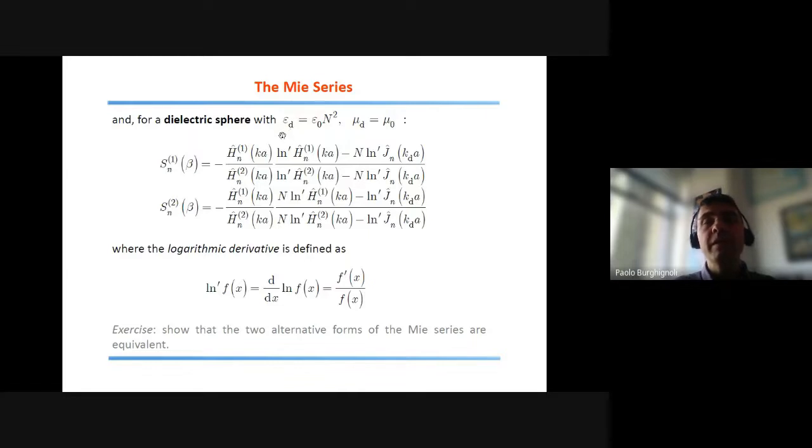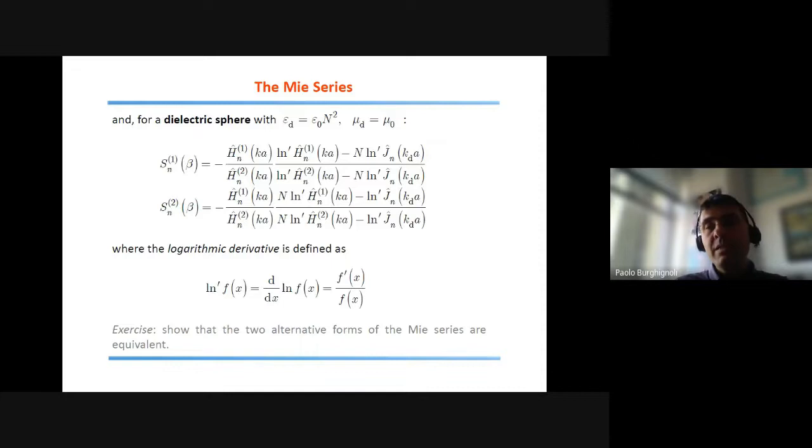They are given in terms of the dielectric constant of the sphere, which is given by the permittivity of the vacuum multiplied by the square of the refractive index, n, assuming that the sphere is non-magnetic. And so in this case, the explicit expression for these coefficients is the one reported in this slide, where the symbol ln with an apex indicates a logarithmic derivative, which is defined as the derivative of the logarithm of its argument. And you can verify, that's an algebraic exercise, that this alternative form for the Mie series is equivalent to the original one.